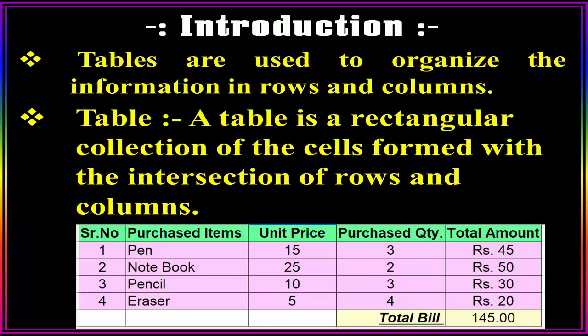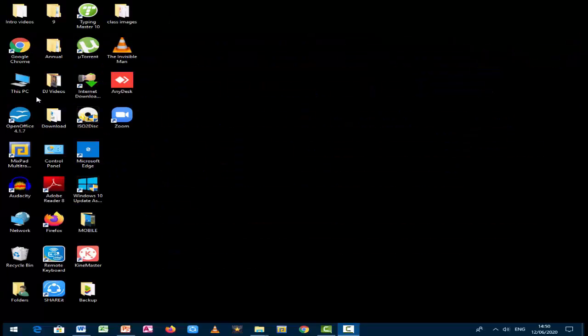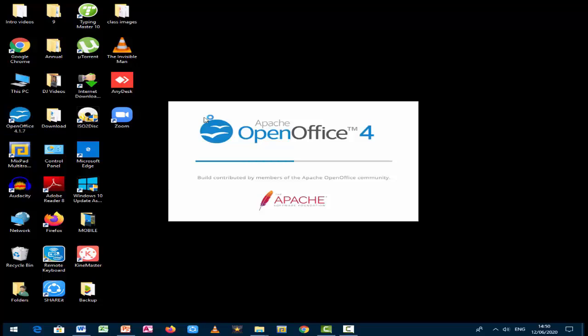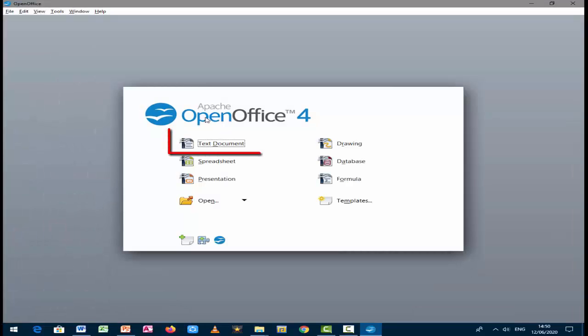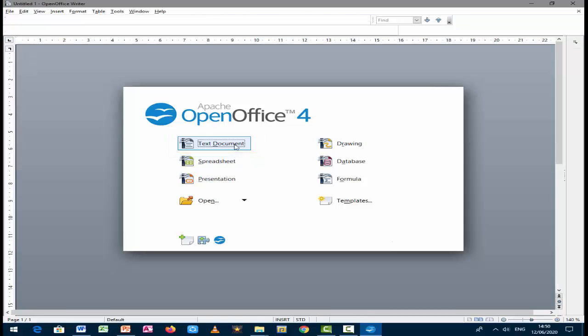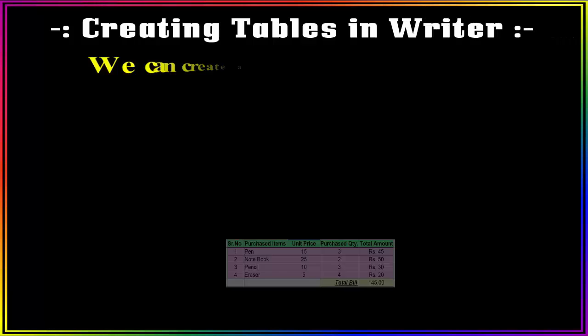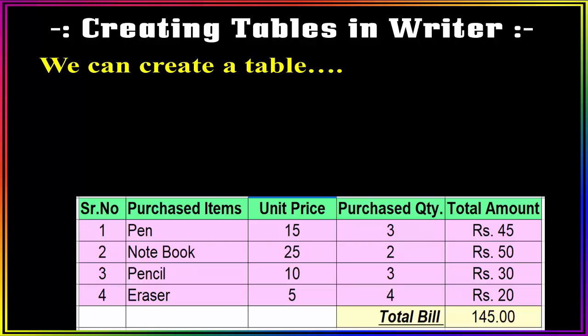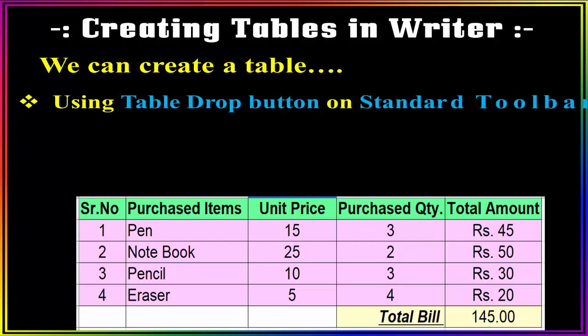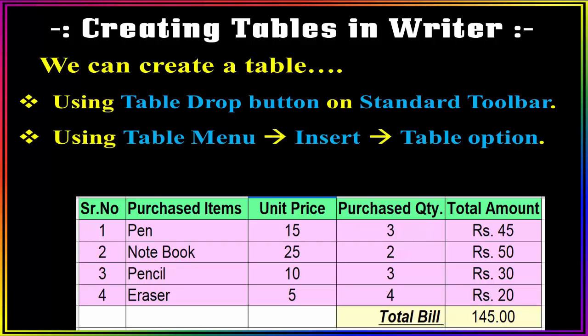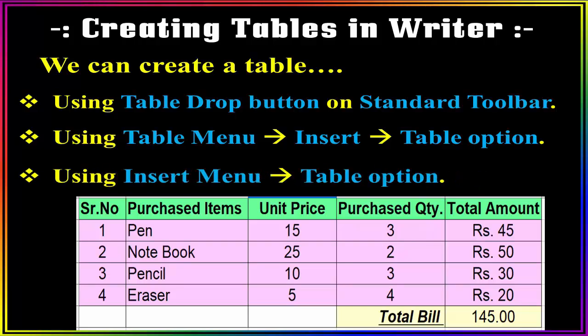So let's see how to create the tables in the OpenOffice Writer. So first we open the OpenOffice. Now we select the text document option. So OpenOffice Writer will open and it will by default create one blank document for you. There are three ways of creating the table in OpenOffice Writer. We can create the table by using the table drop button on the standard toolbar. We can also create a table by using the insert table option from the table menu or table option from the insert menu.